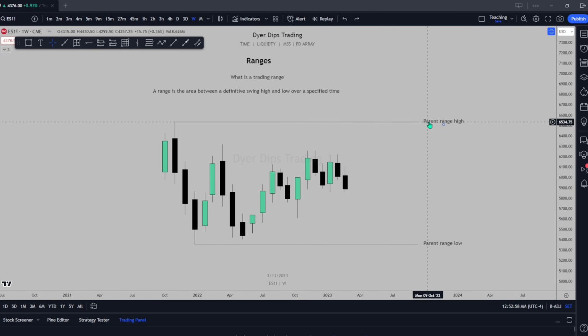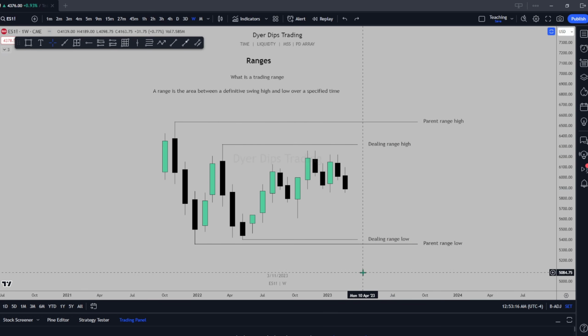So what makes this a parent range? Now I know this is going to be fundamental for a couple of you, but this is what makes these highs and lows the parent range: these highs and lows right here, which are your dealing ranges. So this is your dealing range high and your dealing range low, as denoted by the text here, and that is internal to this range.